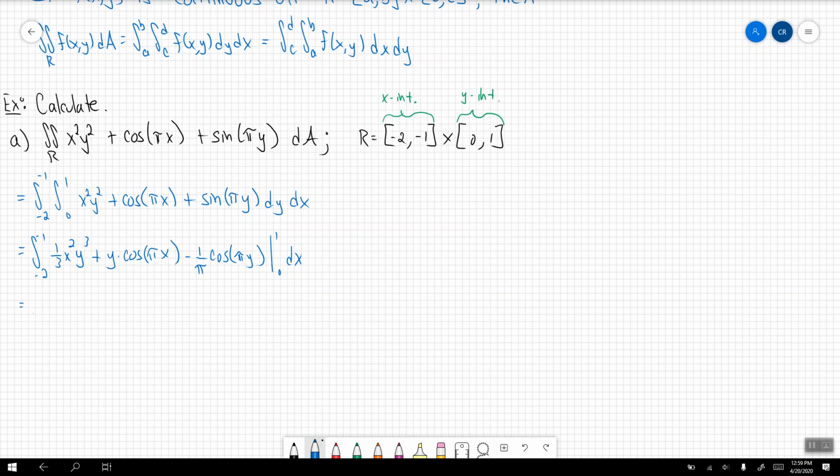So let's look at this. -2 to -1. Alright, I'm going to evaluate with 1, and again, I'm only evaluating my y's, not my x's. So this is 1/3 x squared multiplied by 1 cubed plus 1 times cosine of pi x minus 1 over pi times cosine of pi times 1.